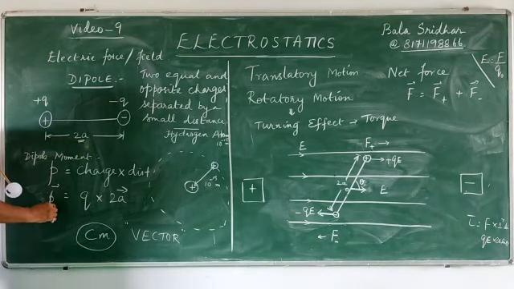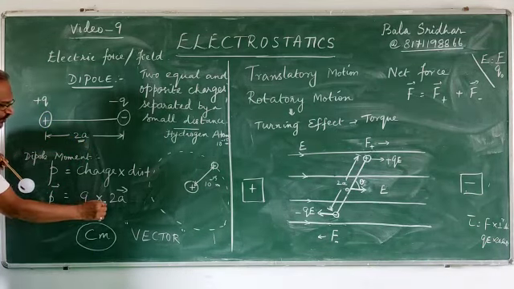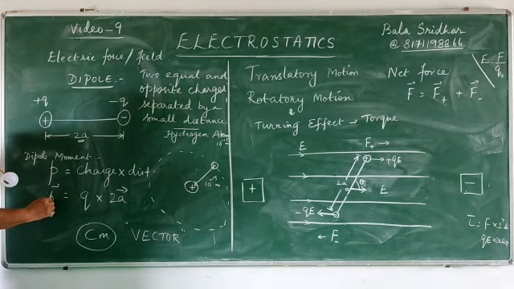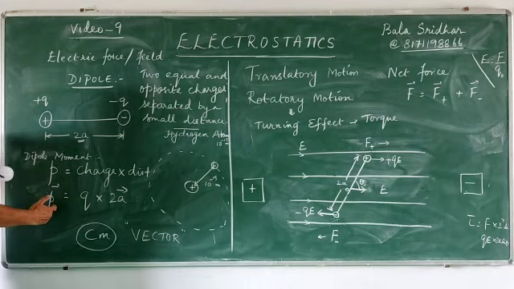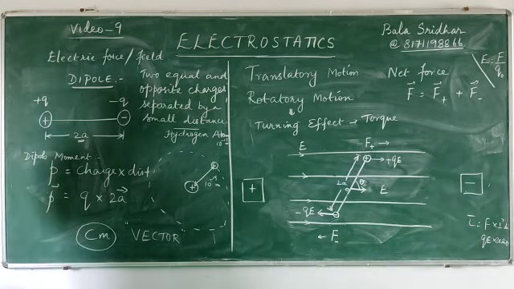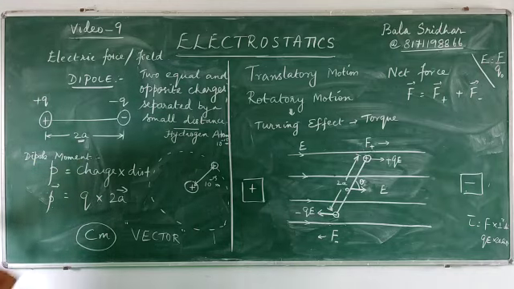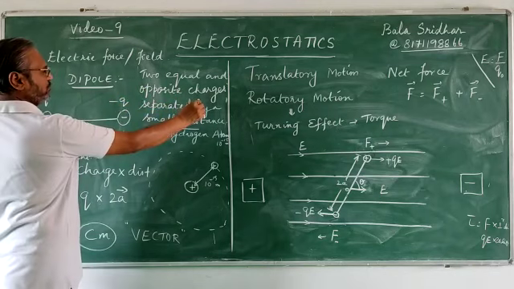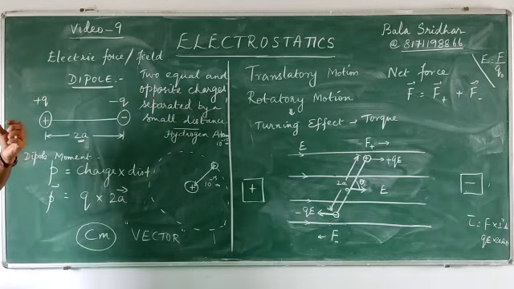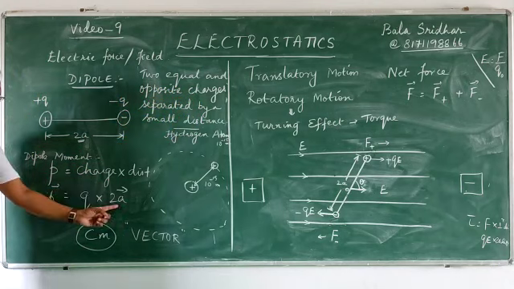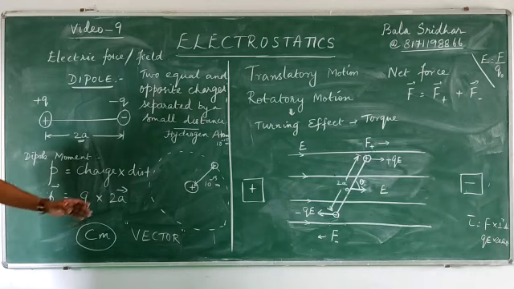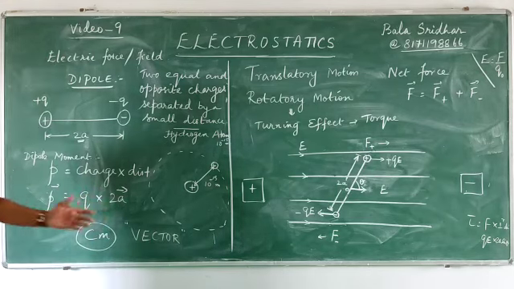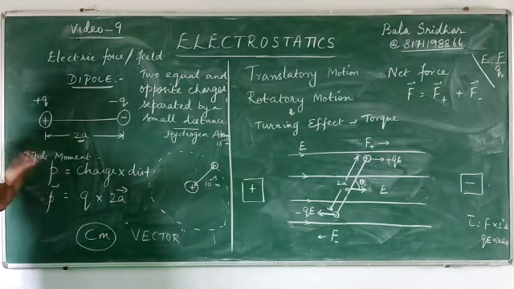So, the dipole moment P is equal to Q into 2a, and 2a is a vector quantity, which is a displacement, and P, the electric dipole moment, is also a vector quantity. So, electric dipole is two equal and opposite charges separated by a small distance. Charge multiplied by the distance, coulomb into meter. Coulomb meter is its unit, and it's a vector quantity.